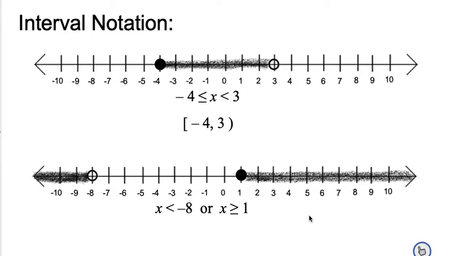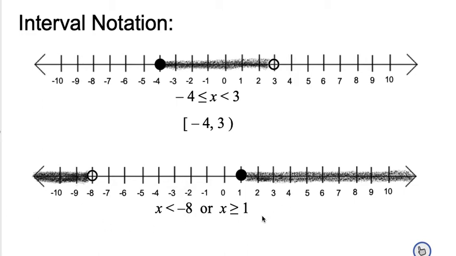Let's consider this second graph. In this case, we have that x is less than -8 or x is greater than or equal to 1. Since we're shading all the values less than -8, we will use the lower bound of the real numbers, -infinity, as the beginning of our first interval.